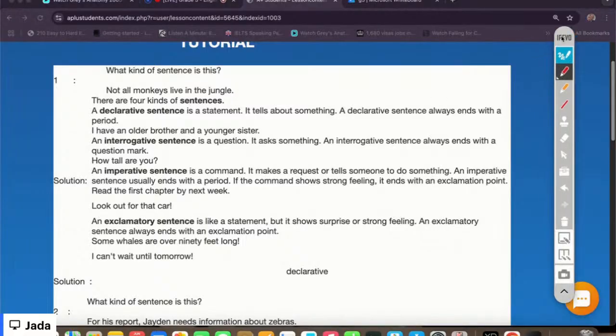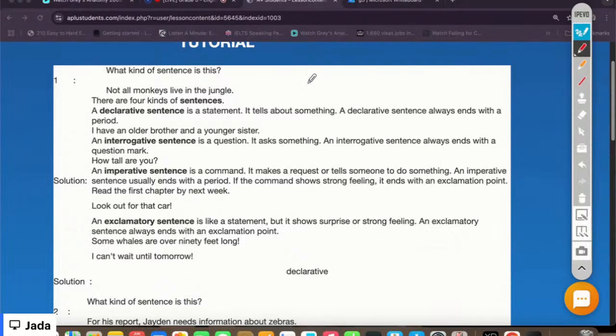Alright, so we'll start now. There are four kinds of sentences. I'm sure that you all know that. The first, we have the declarative sentence, and it is a statement. It tells you about something, and a declarative sentence always ends with a period. The period is just like the dot sign you have whenever you are writing. So it tells you about something, it is a statement, and it ends with a period.